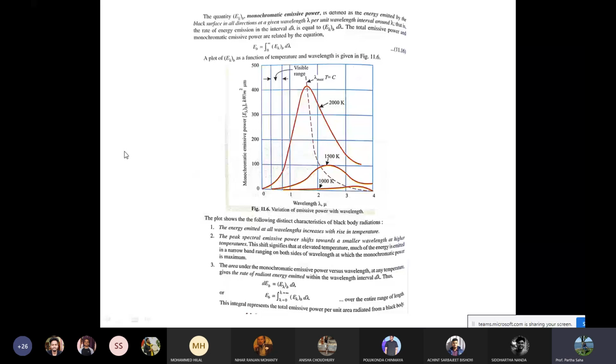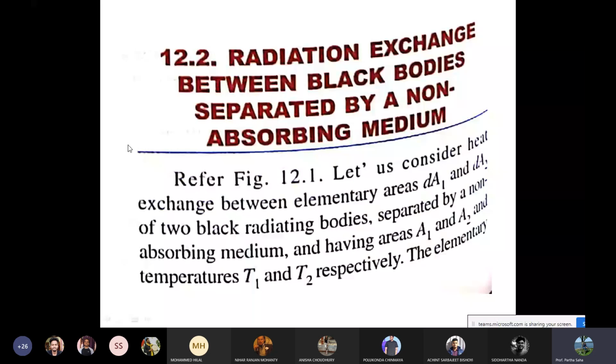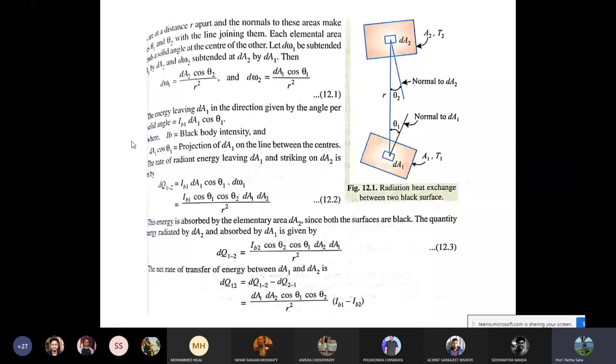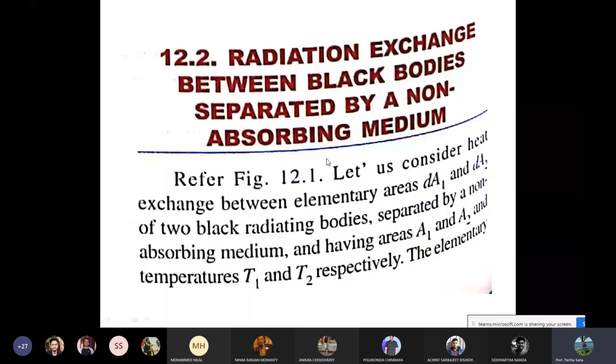Let us consider radiation exchange between black bodies separated by a non-absorbing medium. We are going to derive an expression. Let us refer to figure 12.1. We are going to derive an expression for radiation exchange between black bodies separated by a non-absorbing medium. So the incident radiation is not going to be absorbed, but the radiation is happening between two black bodies. That's what we are going to derive.